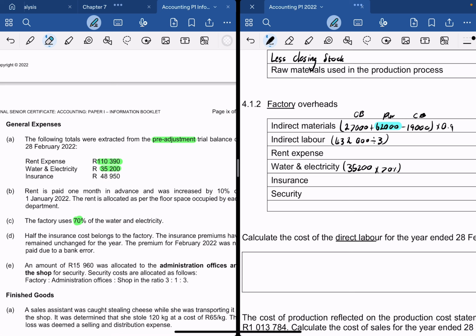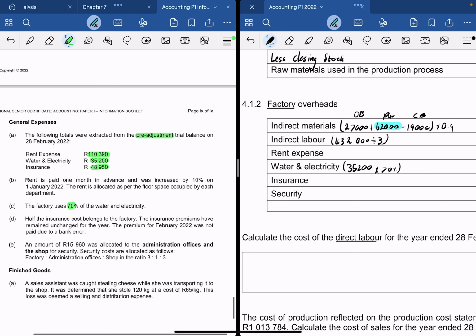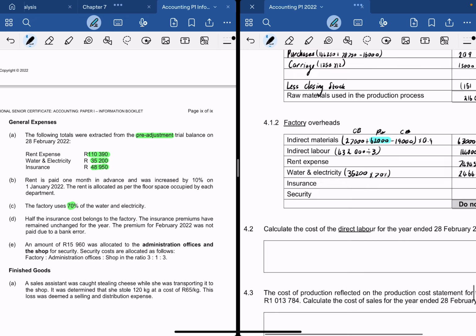Insurance, 48950. Half the insurance cost belongs to the factory. Okay, half the insurance cost. That's important. The insurance premiums have remained unchanged for the year. The premium for Feb 2022 was not paid due to a bank error. Okay, maybe not as easy as we thought it was going to be.